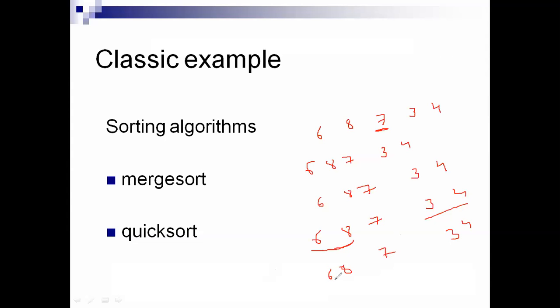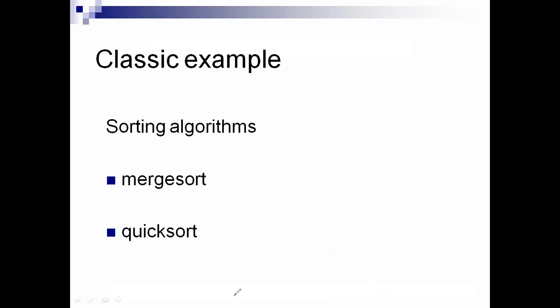We divide the problem, then combine these, which is the solution for these two problems, then combine again. Then we get 6, 7, 8. Then we merge and combine these two, and we get the solution 3, 4, 6, 7, 8. In this way you use the divide and conquer technique and find the solution to the problem. Clear?